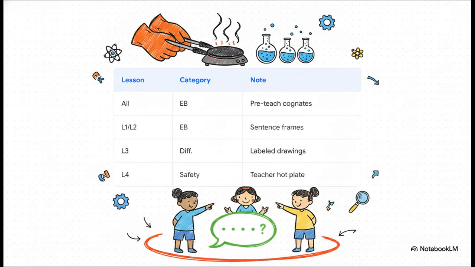The teacher, and only the teacher, handles the hot plate while wearing heat-resistant gloves. Students must observe from a safe distance, no exceptions. Also, to support your emergent bilingual students during these collaborative labs, make sure to utilize sentence frames like, "I put these objects together because they are all ___," to ensure everyone can actively participate.